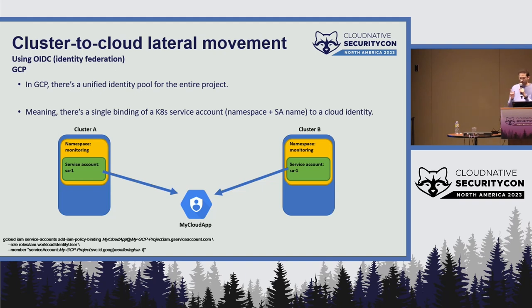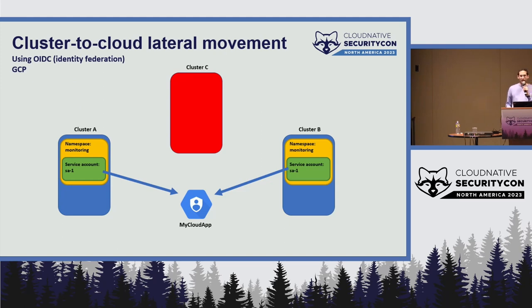So let's see an example. We see two clusters here. We have cluster A and we have cluster B. They are in the same project. Both have a namespace with the same name and a service account with the same name. So both have a namespace called monitoring and a service account named SA1. And if we bind this service account with the cloud identity, in this case called My Cloud App, it means that both service accounts are bound to the same cloud identity. All right, that's how it works.